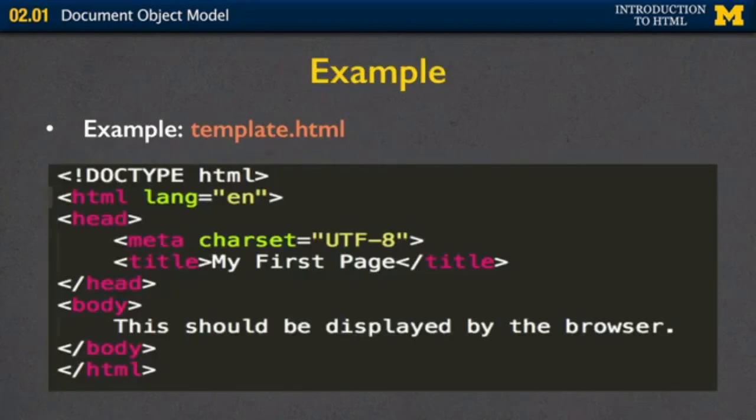So let's look at an example. Right here, I have a file called template.html, and I'm displaying the code here on the screen for you. Can you find the three parts of a well-formed document? The first thing you want to look for is the doc type.